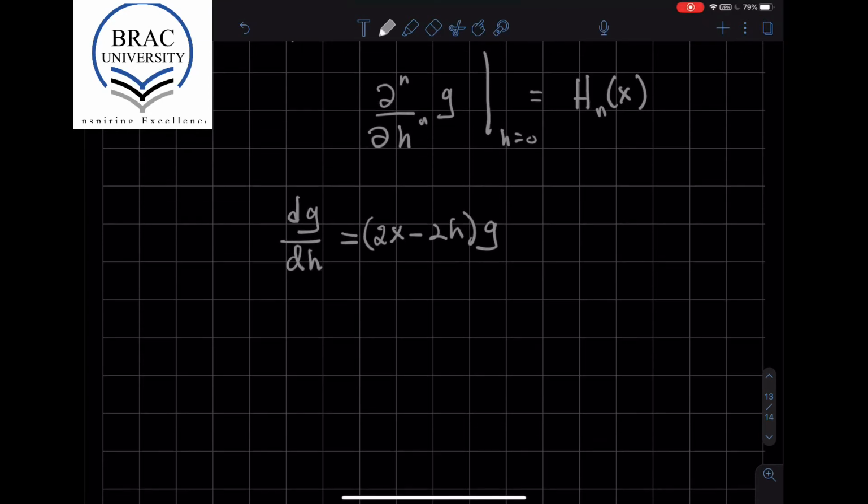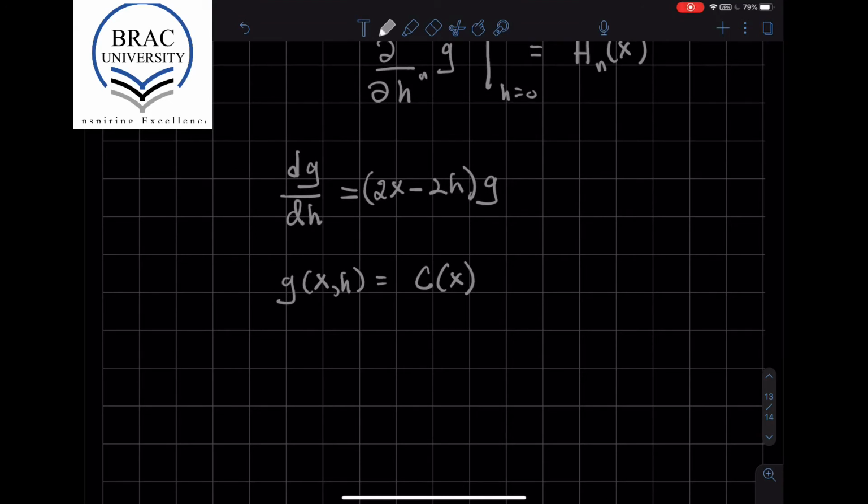So we can integrate this differential equation, and then we can get g of x and h is going to be some factor which is quote-unquote constant. It can depend on x because we are integrating this equation with respect to h, so the integration constant can still depend on x, and then e to the power 2xh minus h squared. So this is the required function.